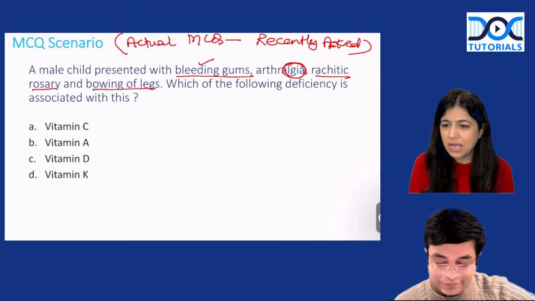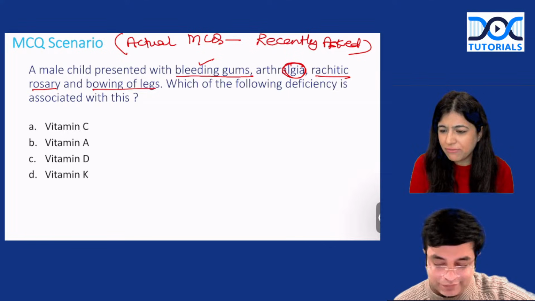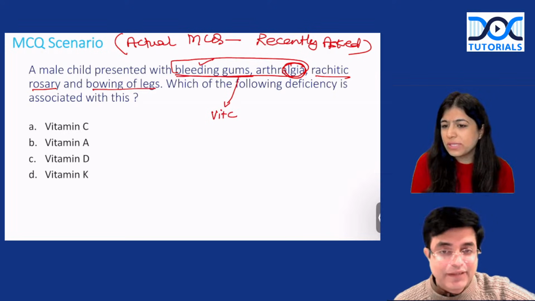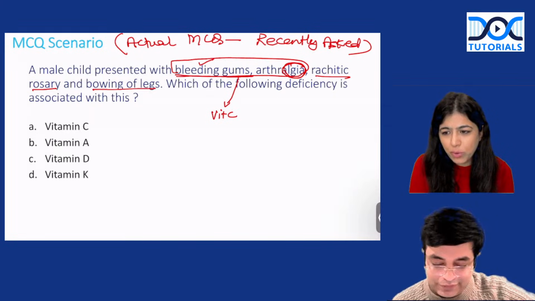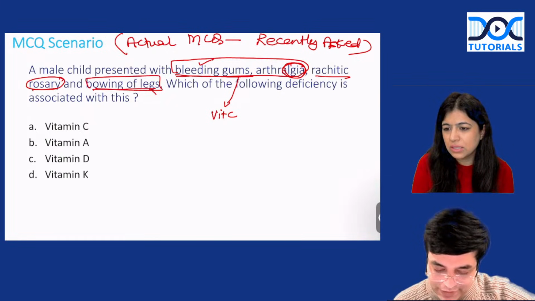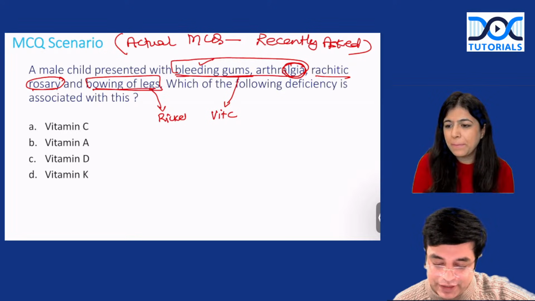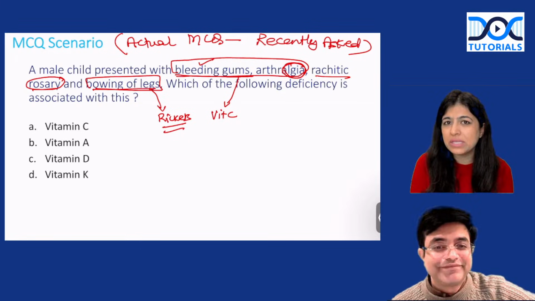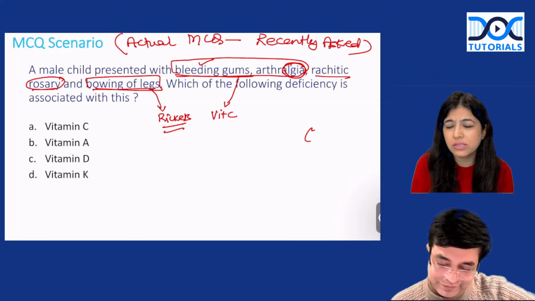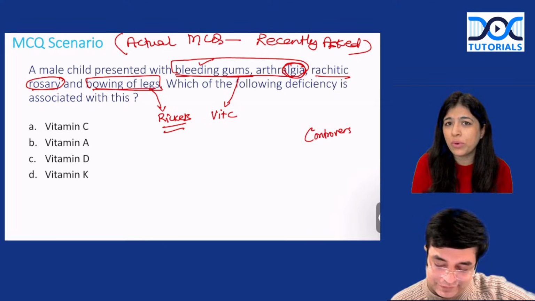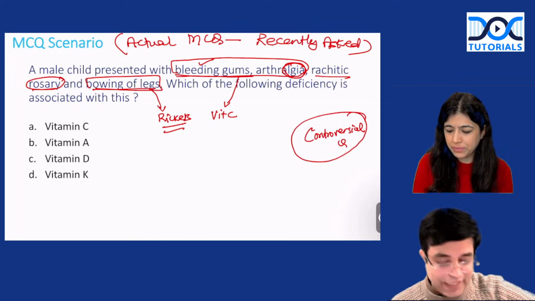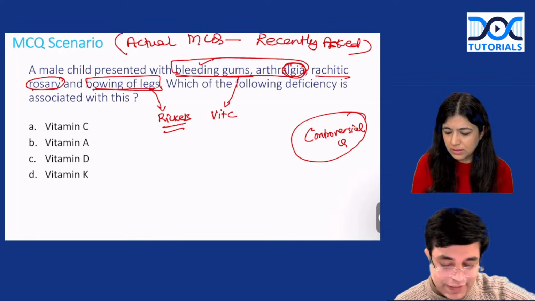See, bleeding gums and arthralgia would go in favor of vitamin C deficiency. Yes. Rosary can be seen in both. Bowing of legs goes in favor of rickets. Yes. So which is the better answer? Many a times in the exam, you don't have to give the correct answer. You have to give the better answer or the best answer. That is an important point to remember. So what is the answer? Anyone, you want to take sides? Is it A or is it C?